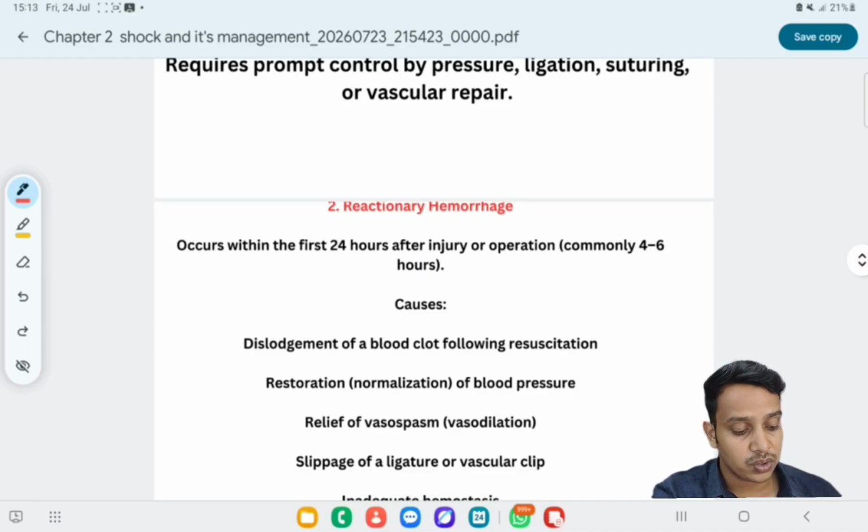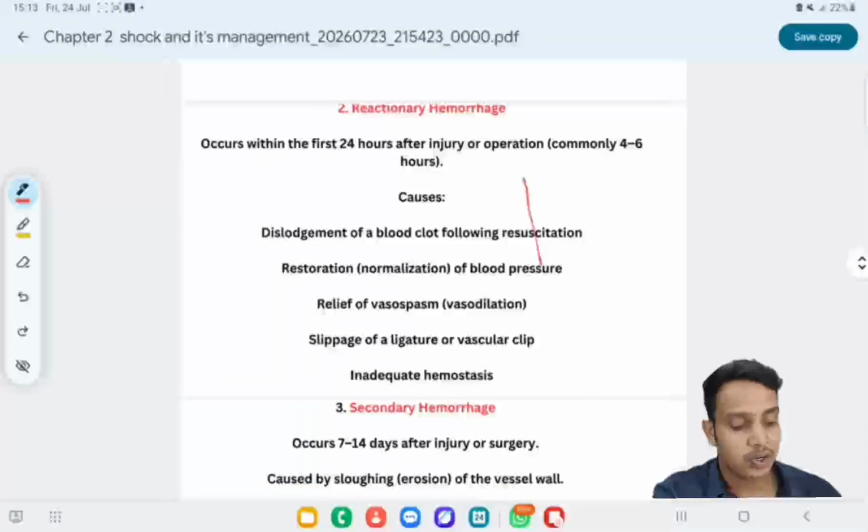So these are the causes of our reactionary hemorrhage. These are the many times asked MCQ questions and viva questions. These are the repeated multiple questions. And what happens in the secondary hemorrhage?